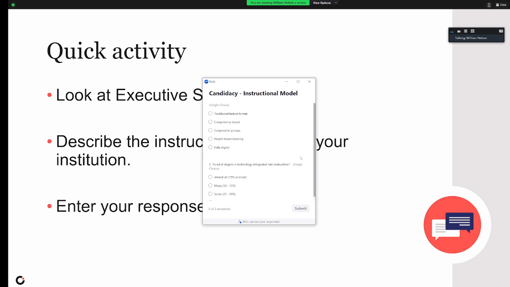You relaunch that poll. It's going to ask, are you mainly traditional kind of teacher lecture format, competency-based, cooperative groups, project-based learning, fully digital? And then there's a question about to what degree is technology integrated into your model? By the way, this is sort of just like an FYI poll. We're not judging. There's no judgment here. I mean, you can have cooperative groups that are very outstanding and effective. You can have traditional lecture format that is outstanding and effective. We're just asking you to ponder that.